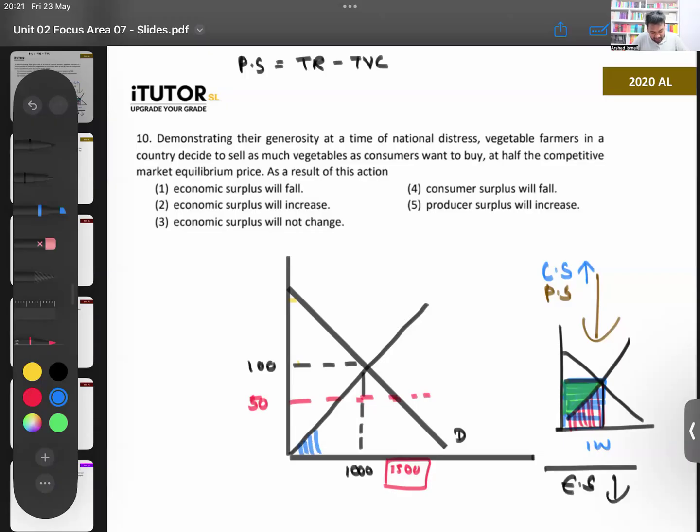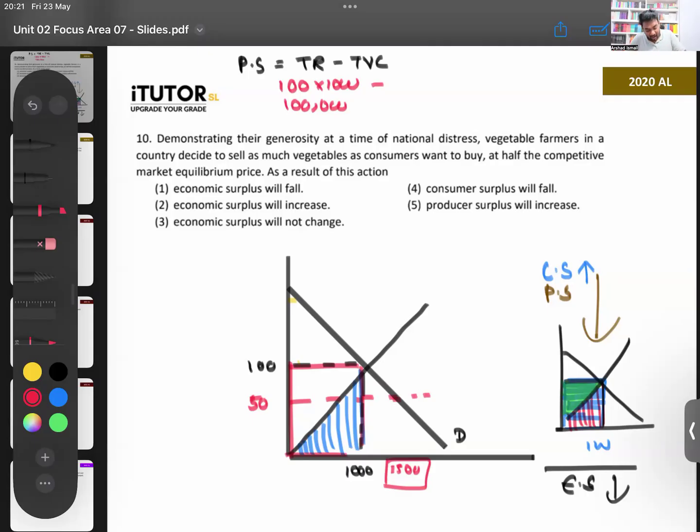So, before this whole generosity, whatever, what is the producer's variable cost? That is this blue color area. That is his variable cost. What is the producer's total revenue? 100 into 1000. So give me the numbers. Total revenue is 100 into 1000. That is 100,000. How much is the variable cost? That's the blue color triangle, the area below the supply curve.